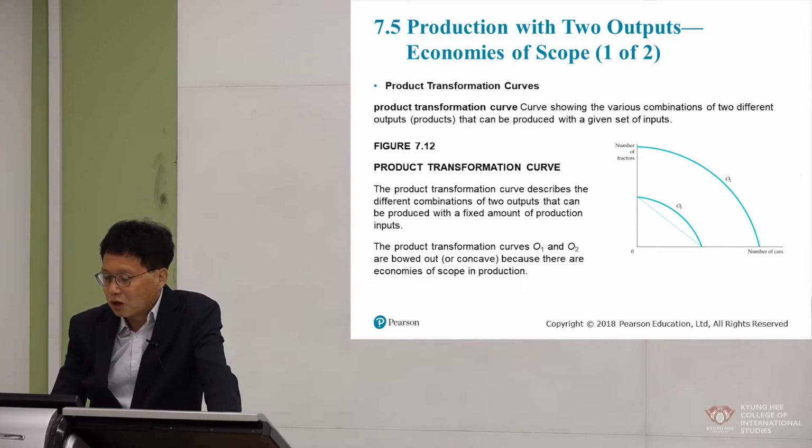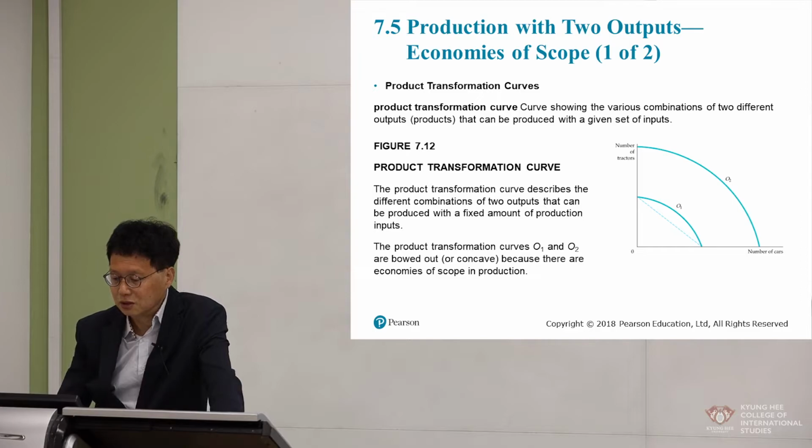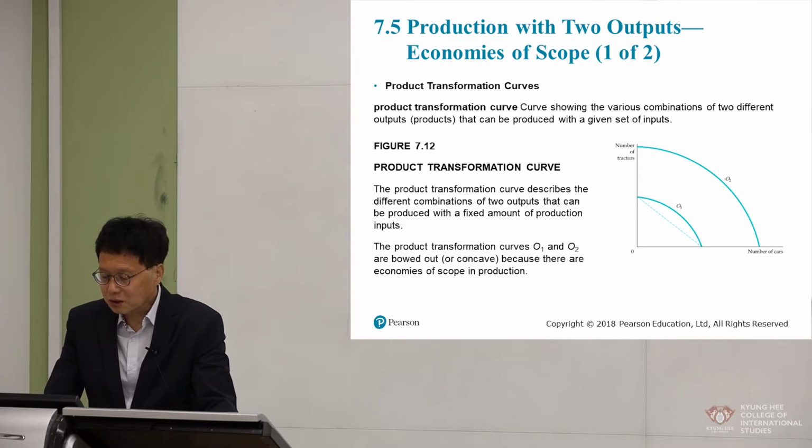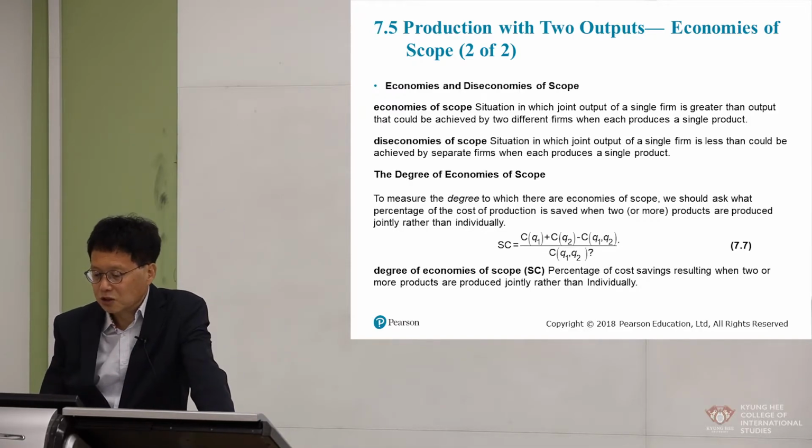The product transformation curve shows the various combinations of two different outputs that can be produced given a set of inputs, labor and capital input, right? So joint output of factors. The product transformation curve describes the different combinations of two outputs that can be produced with a fixed amount of production input. The production transformation curve for O1 and O2 is concave because there are economies of scope. Right? Economies of scope. So then, what is economies of scope? The economies of scope and diseconomies of scope.